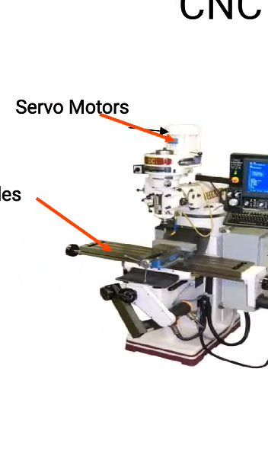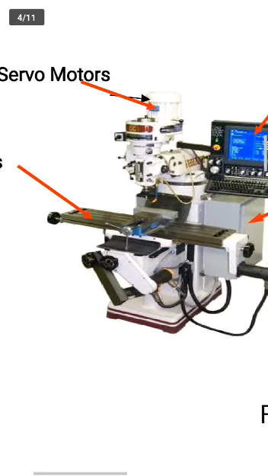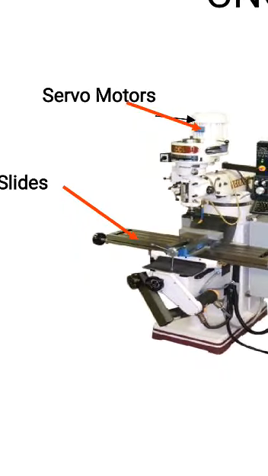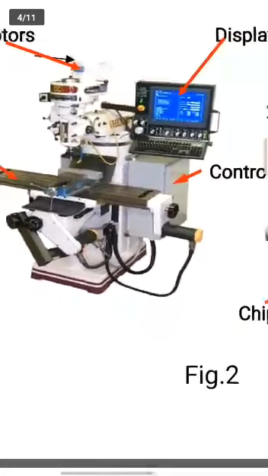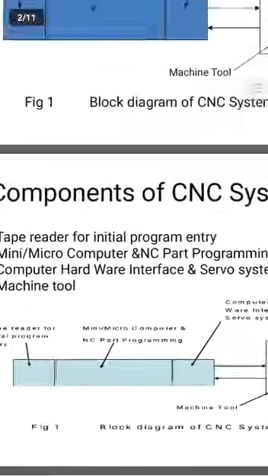Servo motors. What the servo motors do, we have studied. It is a rotary actuator or linear actuator that allows angular or linear motion. This is the slide. What is this? It is the device that the stepper motor uses to move in the required direction. So whichever direction we want, we can move this slide. So these are the different components of CNC.